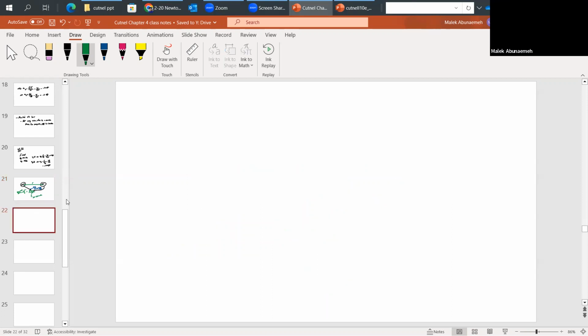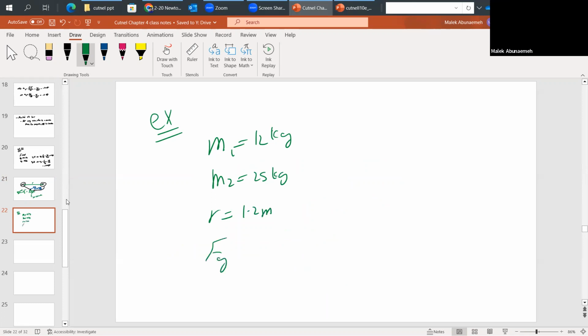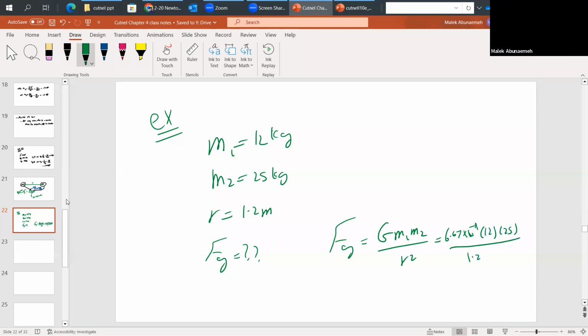So for instance, if we have M1 at 12 kilograms, M2 at 25 kilograms, separated by 1.2 meters, and we want to find the gravitational force. The gravitational force between them is going to equal G M1 M2 over R squared, which is 6.67 times 10 to the negative 11 times 12 times 25 divided by 1.2 squared. And if you do that, you should get 1.4 times 10 to the negative 8 newtons.